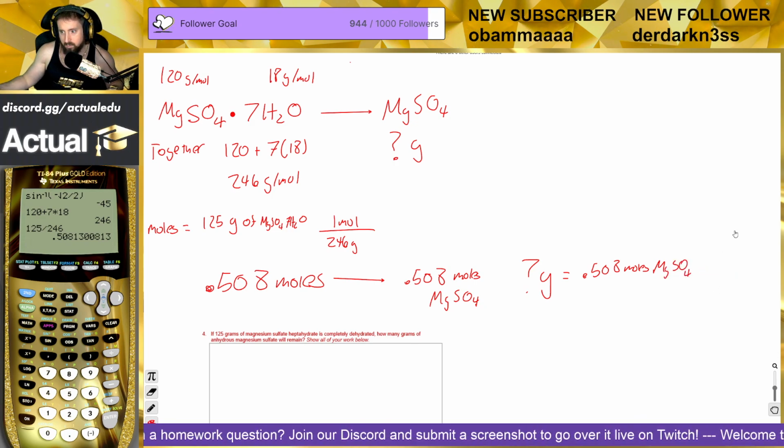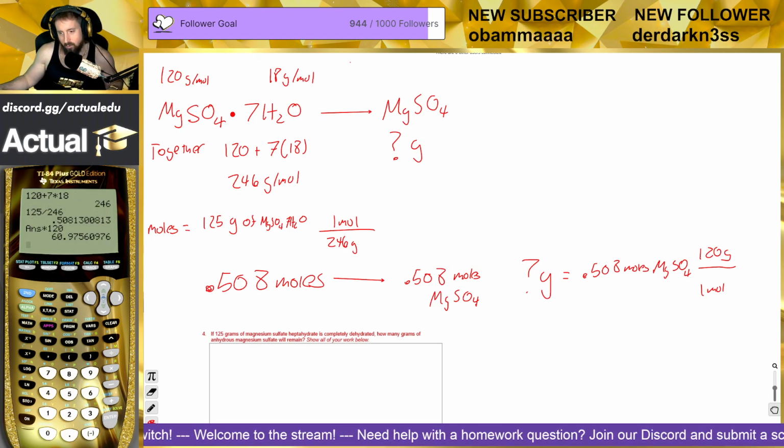And that is, what was it again? It was 100. So 1 mole is 120 grams. So you're going to multiply these two together, right? Moles cancel. So times 120. So the final answer is around 61 grams.